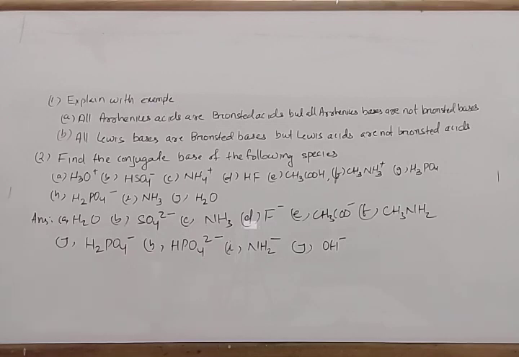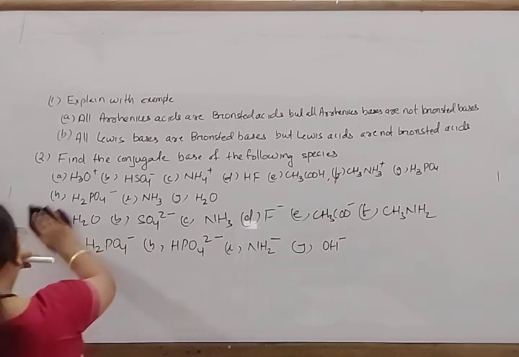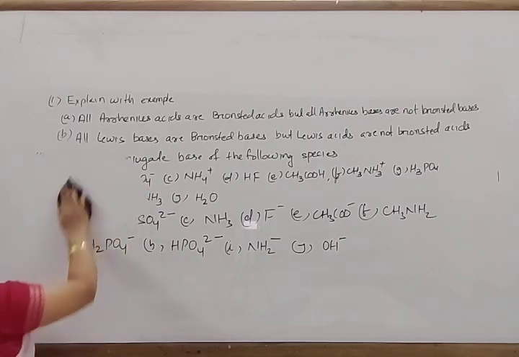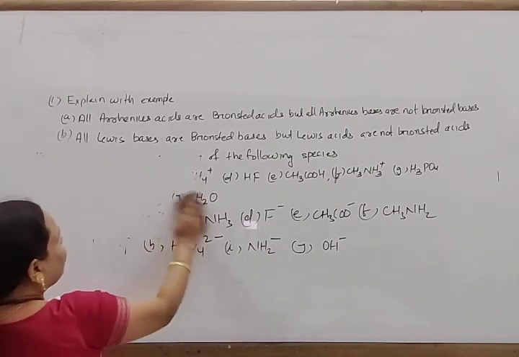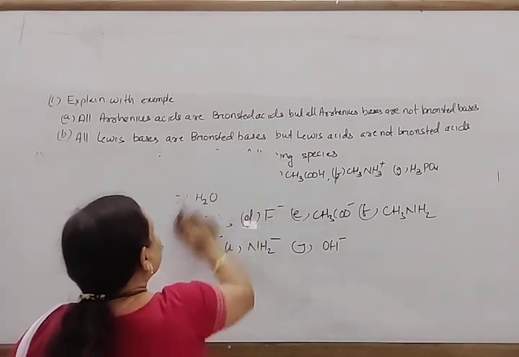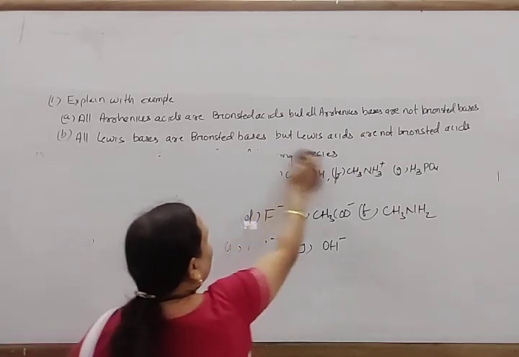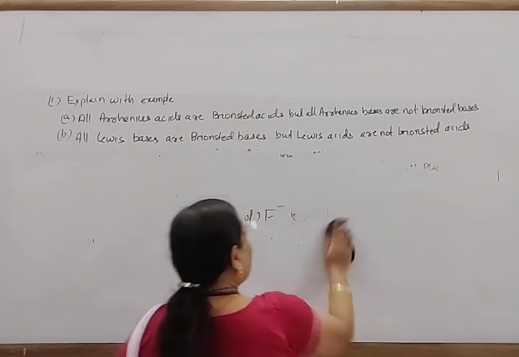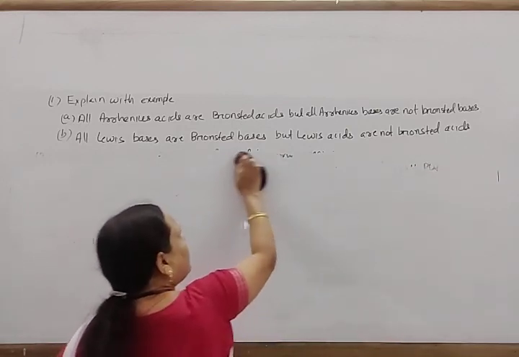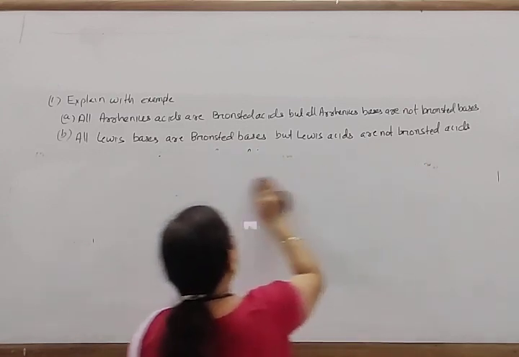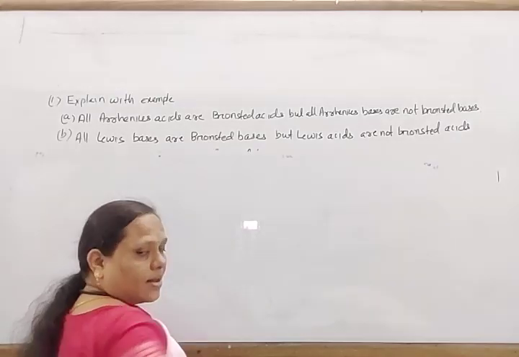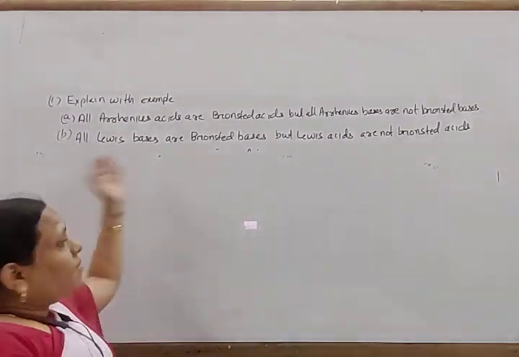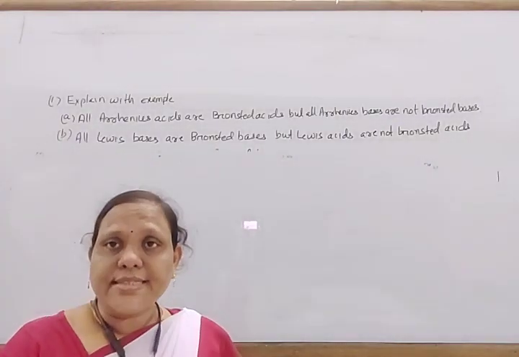So question number 1. To solve this question, it is given that all Arrhenius acids are Bronsted acids, but all Arrhenius bases are not Bronsted bases. To explain this, you have to go through the definitions.